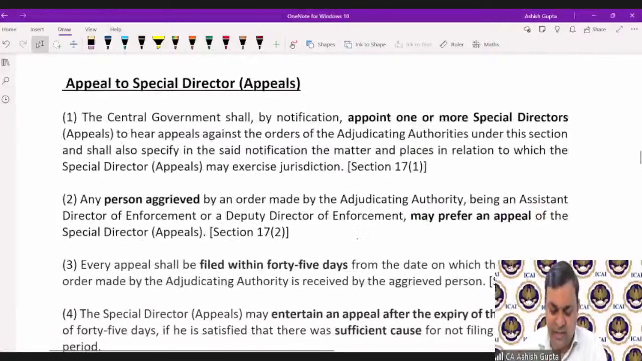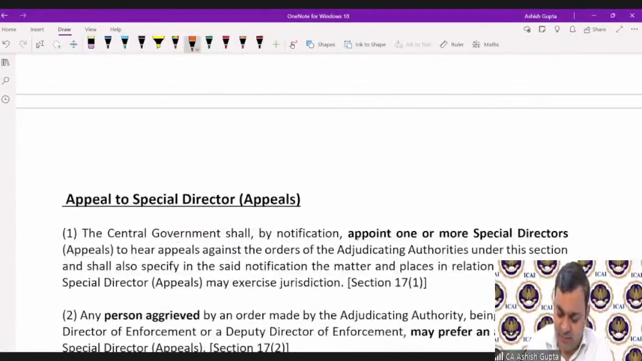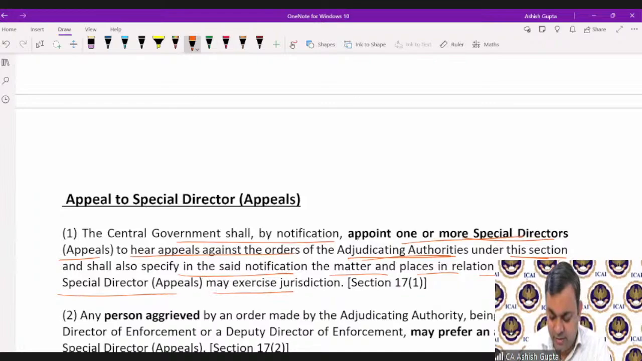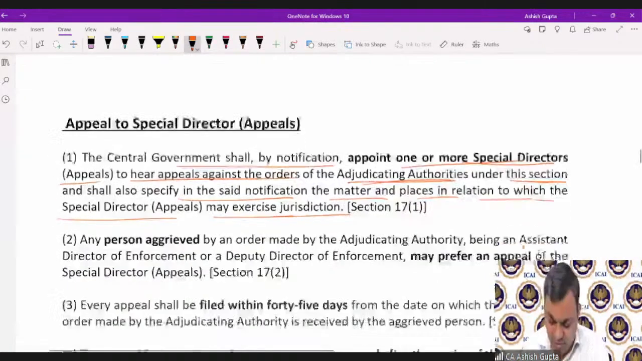Appeal to Special Director Appeals. Okay, the central government shall by notification appoint one or more Special Director Appeals to hear appeals against the order of AA. AA means adjudicating authority under this section, and shall specify in the said notification the matters and the places in relation to which the Special Director Appeals may exercise jurisdiction.